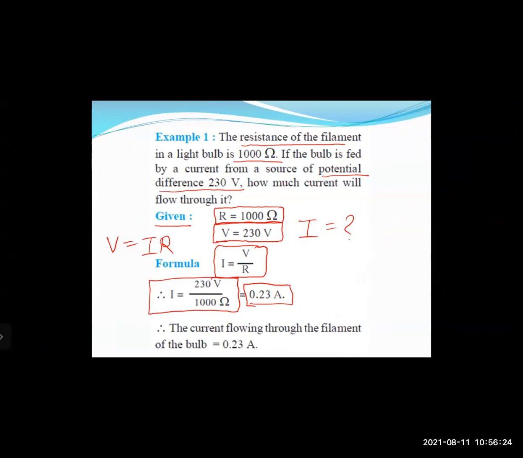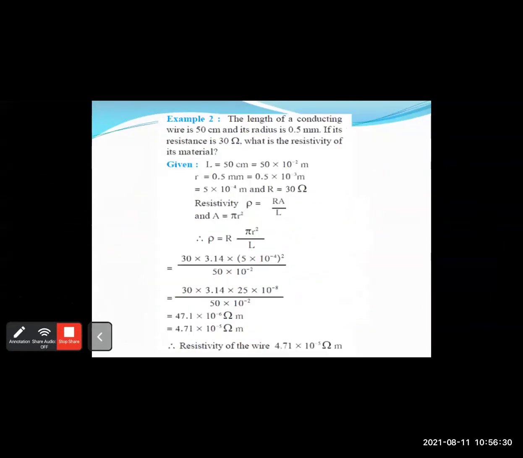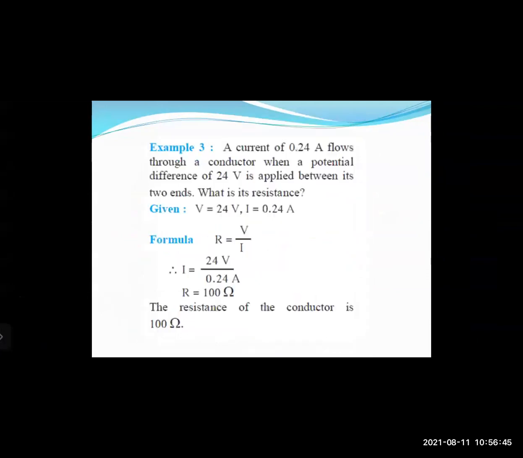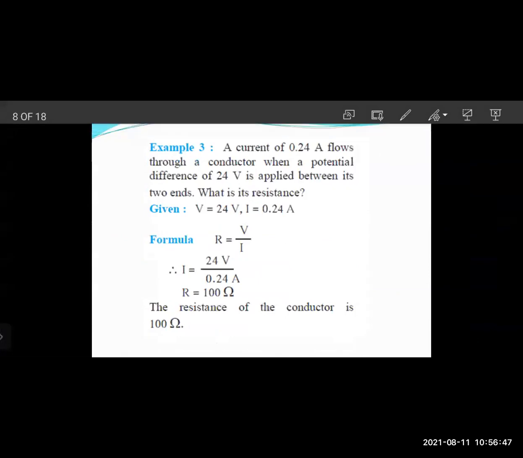Okay, students, right? So that is the second numerical. Let us move to the next one. Now, what does this say? The length of a conducting wire is 50 centimeters and its radius is 0.5 millimeters. If its resistance is 30 ohms, what is the resistivity of its material? Now, resistivity is what? Resistance of a unit cube of a material, resistivity.